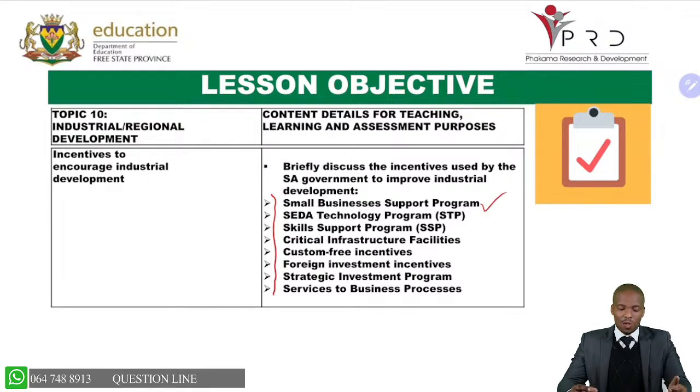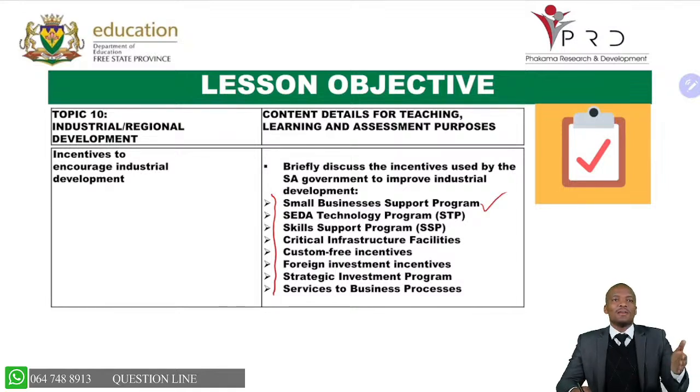Then also you need to know these incentives collectively, also for the purpose of 8 marks at 3.4 as well as at 4.4. Especially at 3.4, the question may say to you, discuss Small Business Support Program and Foreign Investment Incentive as incentives to encourage industrial development. That's a combination. I'm going to repeat that. These incentives are there to encourage industrial development.